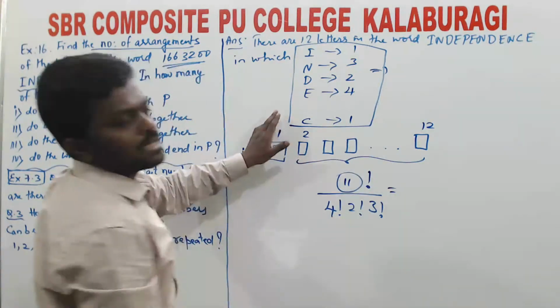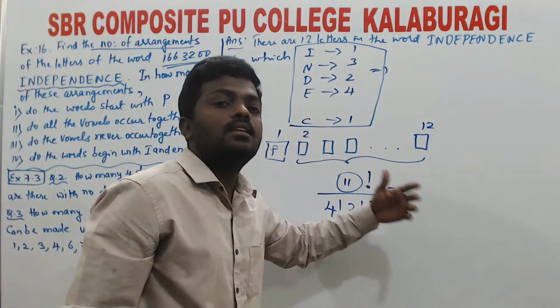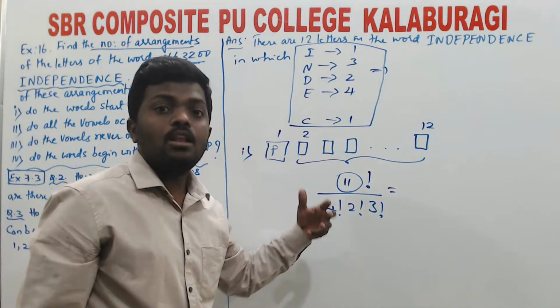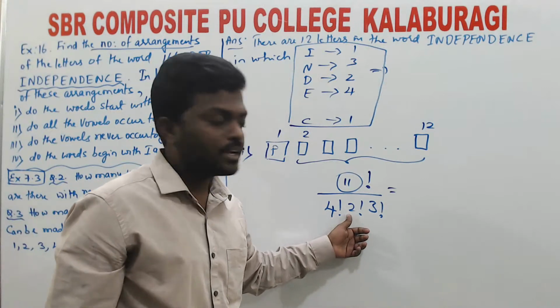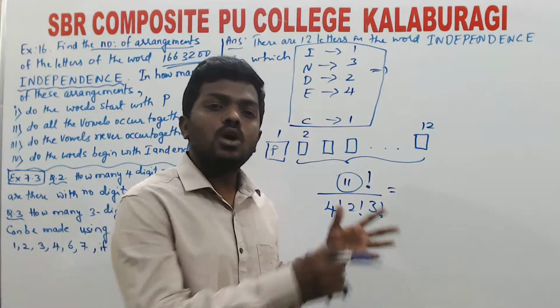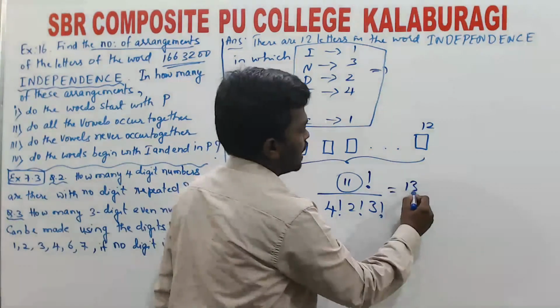Now simplify this one. 11 factorial means 11, 10, 9, 8, 7, 6 up to 3, 2, 1. 4 factorial, 4, 3, 2, 1. 2 factorial, 2 into 1. 3 factorial, 3 into 2 into 1. So upon simplification, the answer you will get is 138600, right?